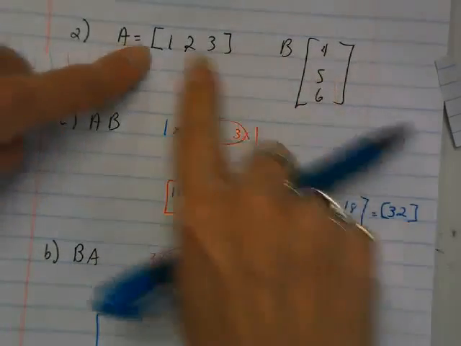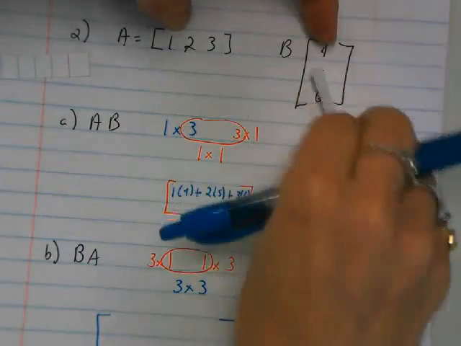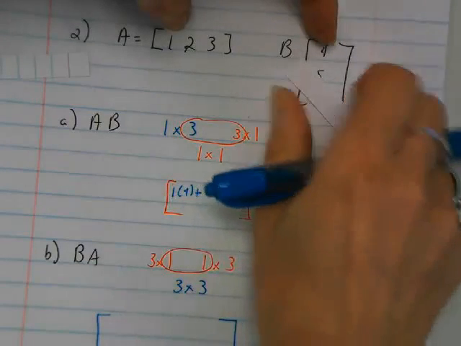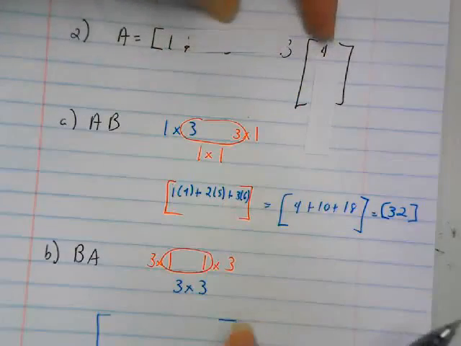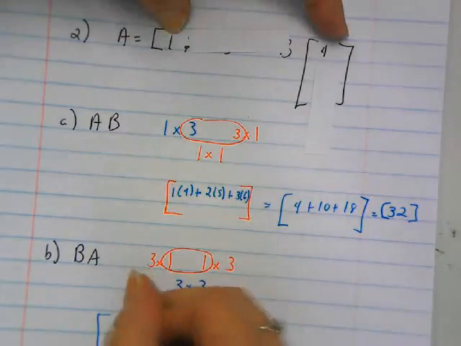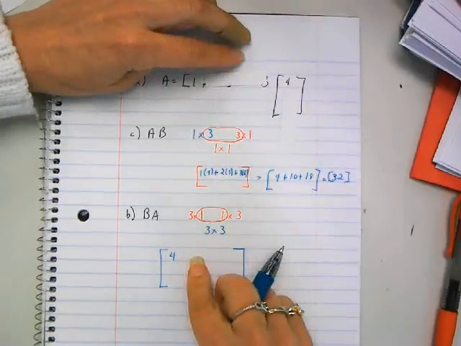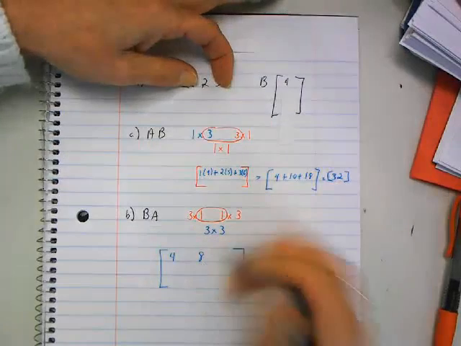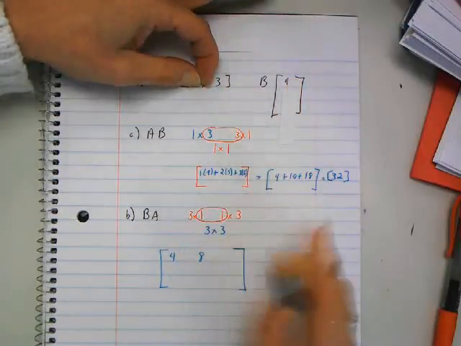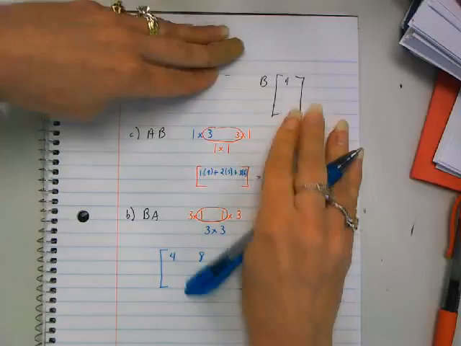So 1 times 4 is 4. I'm going to unzoom so you guys can see what I'm doing. Alright, now I'm at row 1, column 2. So 4 times 2 is 8. Row 1, column 3. 4 times 3 is 12. I'm back to row 1. This time, though, I'm column 2. So I'm in row 2, column 1. 5. 5 times 2 is 10. 5 times 3 is 15.